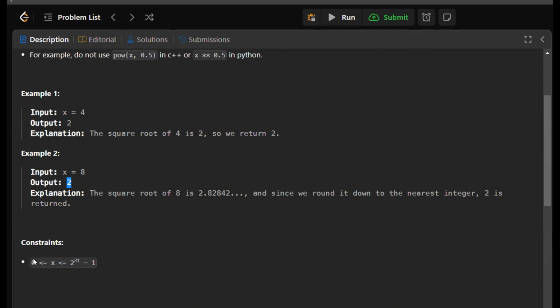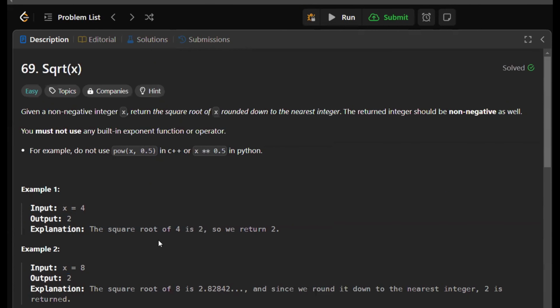Here, the constraint is that the value of x can be between 0 to 2 to the power 31 minus 1. I hope you understood the problem statement. Now let's move on to the algorithm.